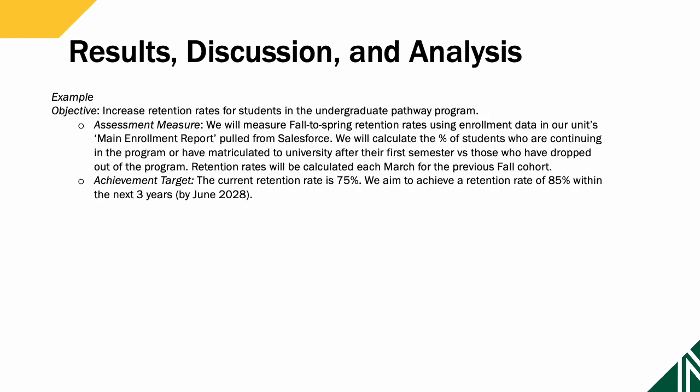Here's an example of the results, discussion, and analysis section for an objective. If you remember the video on assessment planning, one of our example objectives was this one on increasing retention rates for students in a fictional undergraduate pathway program. In this measure, we've stated that we're going to measure fall to spring retention rates, looking at how many students have continued or matriculated versus how many have dropped out. We're going to calculate it as a percent, and we've set an achievement target of 85%.